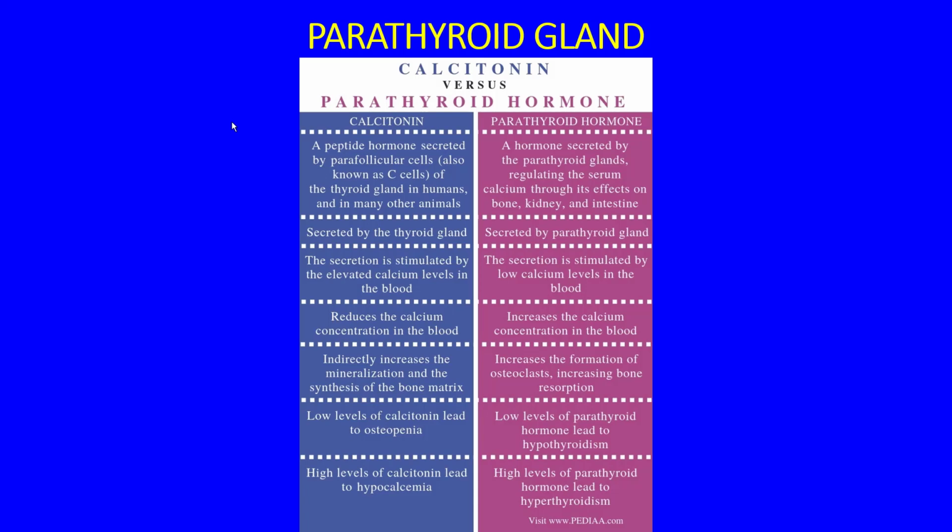And the last three help, because what happens is calcitonin indirectly increases the mineralization and synthesis of bone matrix. Parathyroid hormone increases the formation of osteoclasts, increasing bone resorption. Then we go to one down below that. Low levels of calcitonin lead to osteopenia. Low levels of parathyroid hormone lead to hyperthyroidism. And finally, what about the opposite? High levels of calcitonin will lead to hypocalcemia. High levels of parathyroid hormone will lead to hyperthyroidism.